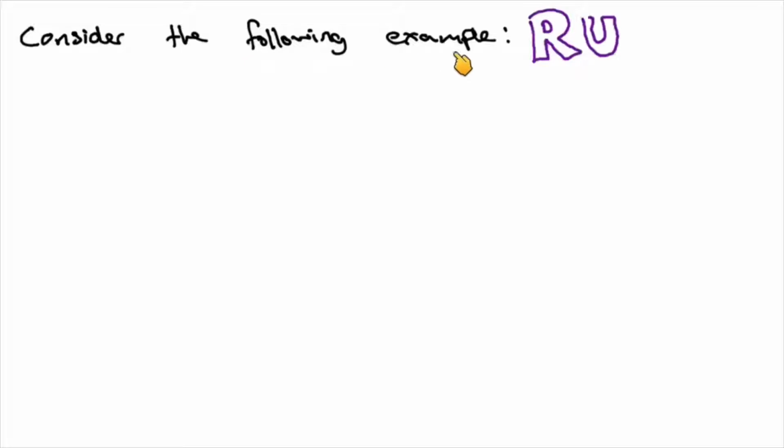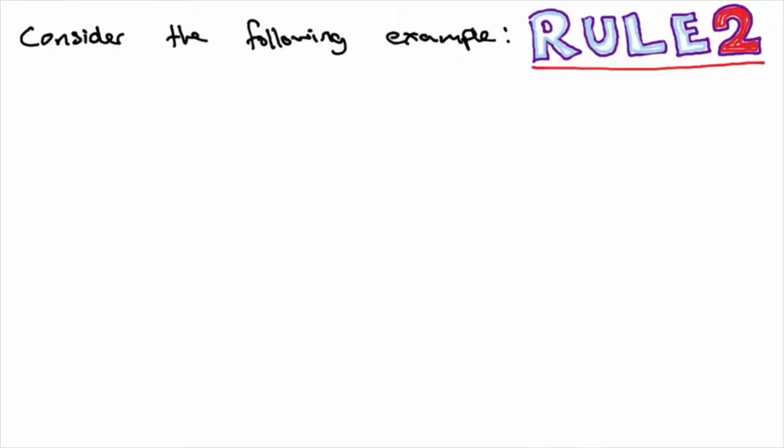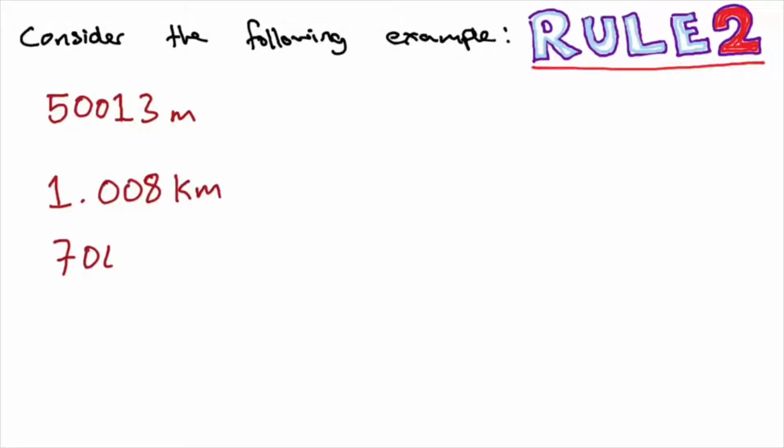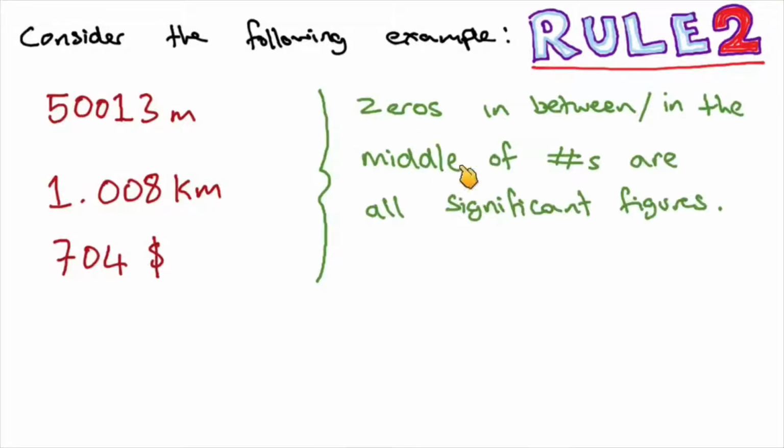Okay, consider the following examples. We'll call this rule number 2. So we have 50,013 meters, 1.008 kilometers, $704. Pause the video here and see if you can figure out how many significant figures there are in each number. So rule number 2, zeros in between or in the middle of numbers are all significant figures.